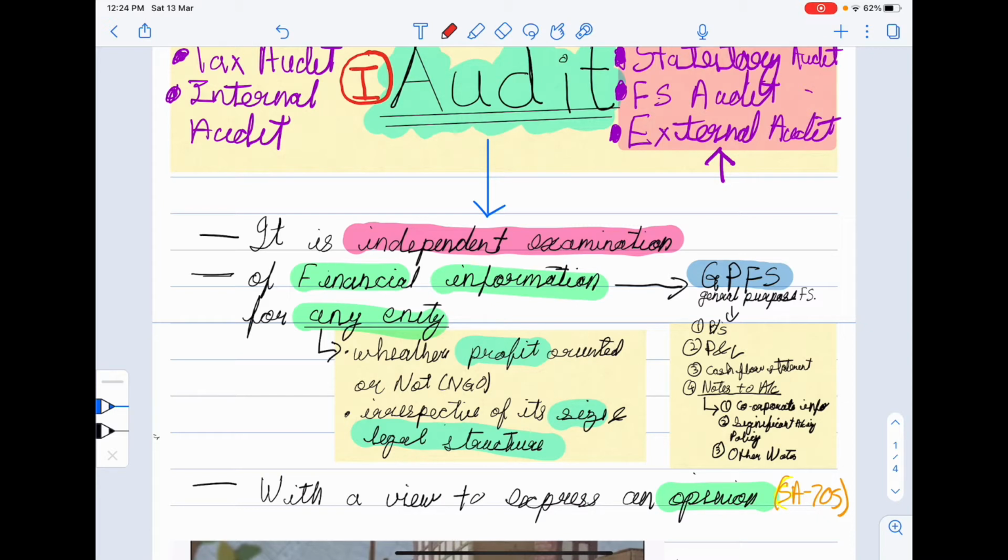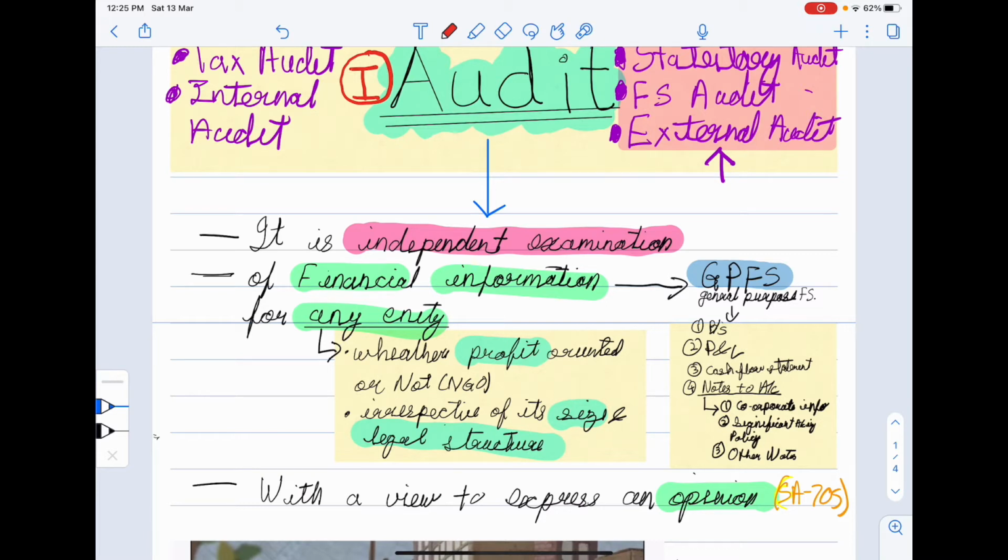So audit is independent examination of financial information of any entity, whether it is profit oriented or not, irrespective of its size and legal structure. So for any size of company, whatever the legal structure, whether it be a company, private limited company or partnership, audit can be done of any type of entity, whether it is profit oriented or an NGO.